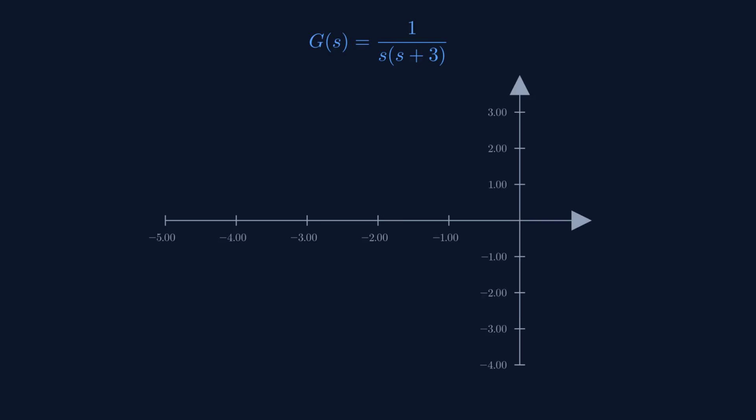G(s) equals 1 over s times (s plus 3). There are two poles at s equals 0 and s equals negative 3. No finite zeros. Two branches start at the two poles. The real axis segment between 0 and negative 3 is on the locus. The asymptote angles are 90 degrees and 270 degrees. The centroid is at 0 plus negative 3 divided by 2, which is negative 1.5. The branches break away from the real axis at negative 1.5 and go vertically to infinity.